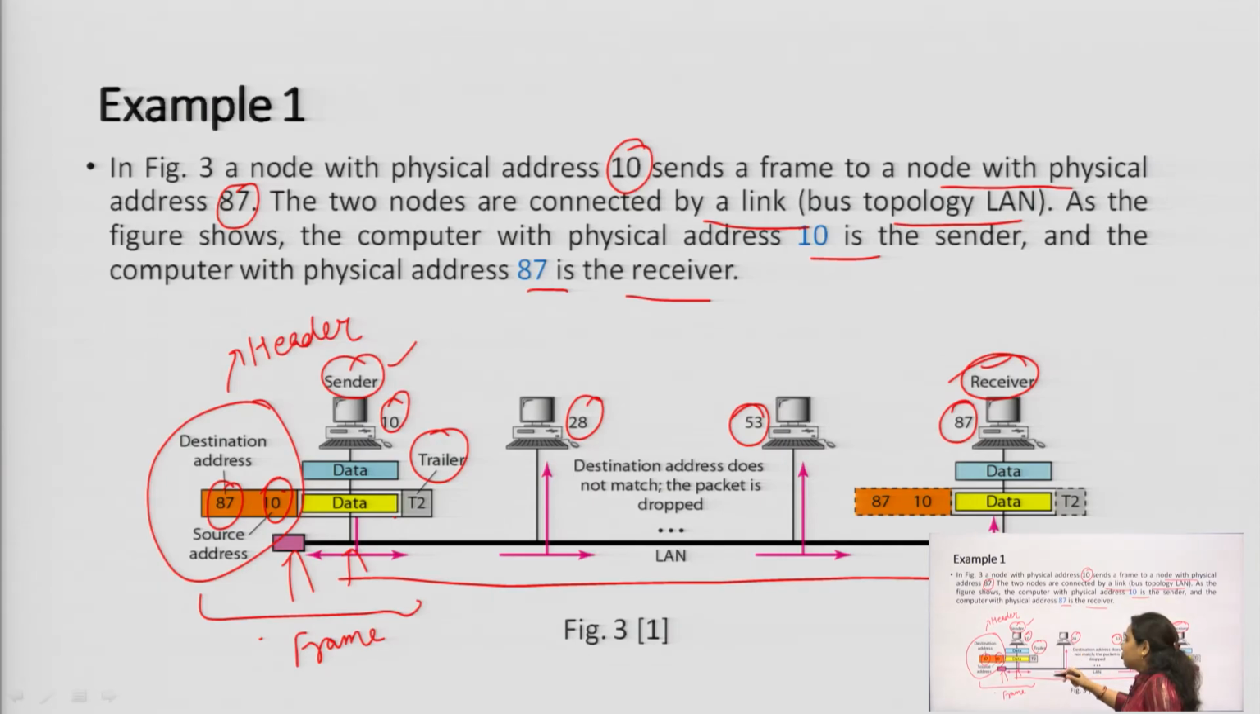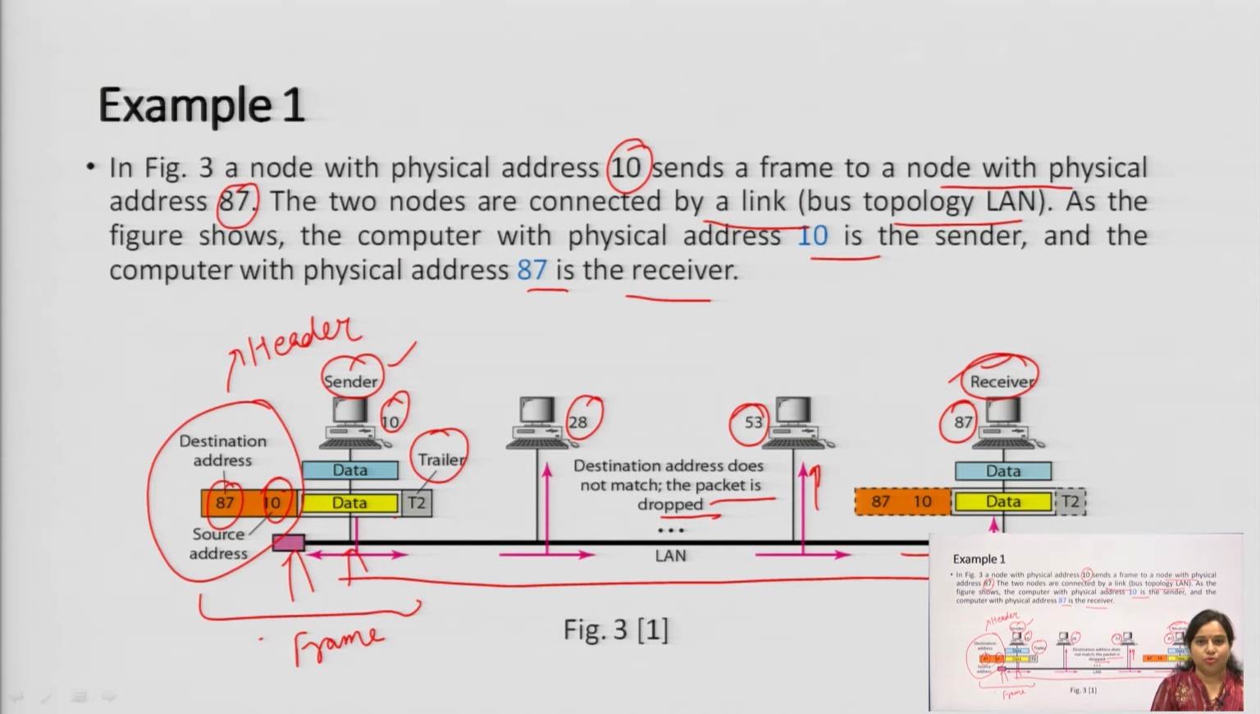Now, the next devices, because we have not mentioned the destination address as 28 or 53, will receive the data, but they will check whether the receiver address matches the computer or not. It will not match, so it will be transmitted forward. The destination address does not match, so the packet is dropped on the LAN backbone, then it will be received over here, will not match again, and finally it will be transmitted to this receiver. So, this is how the physical address plays an important role in forming the header.